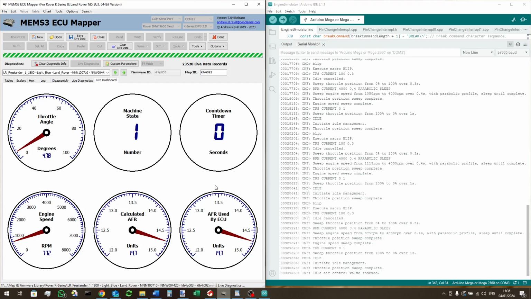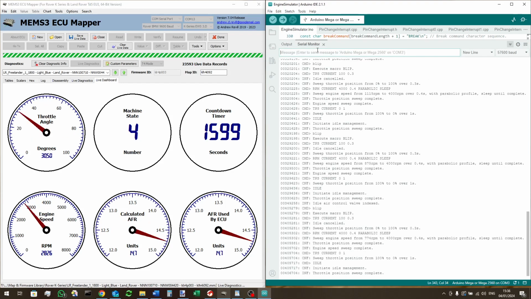The machine state is 1, which is where it starts off. The timer hasn't been set yet. It's calculating an air-fuel ratio of 14.7 to 1, and that's what the ECU is using in the rest of its modelling. So if in this state I blip the throttle, you'll see a few things change.